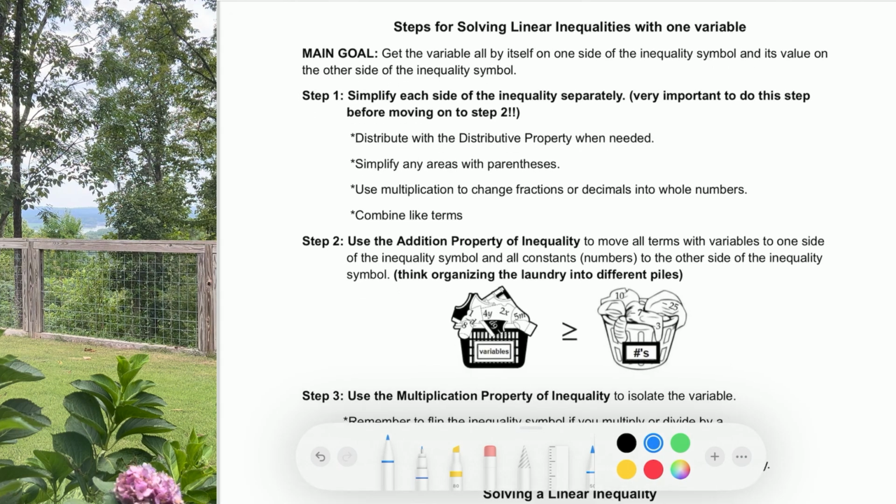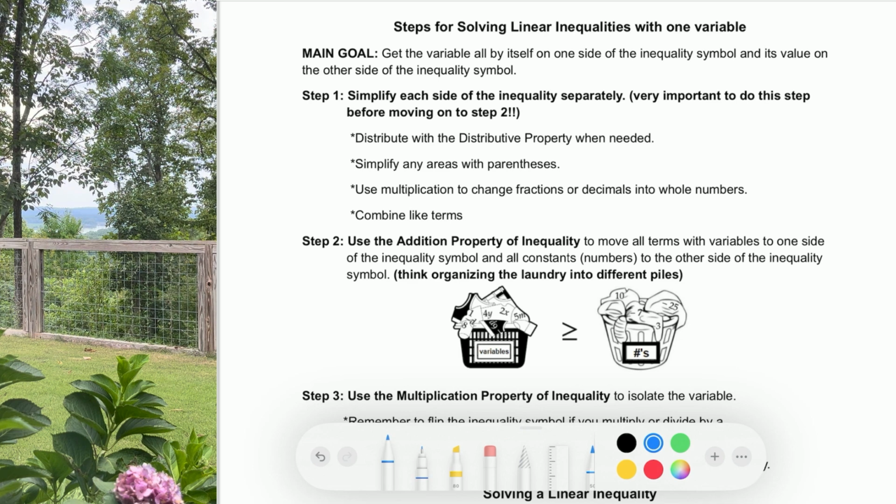Steps for solving linear inequalities with one variable. The main goal is to get the variable all by itself, just like when you're dealing with an equal sign. So that doesn't change. You want to get the variable on one side, the number on the other side, what it's equal to or less than or greater than on the other side. Step 1, simplify each side of the inequality separately. Very important to do this before moving on to step 2. So that includes distributing property, simplifying any areas with parentheses, using multiplication to change fractions or decimals into whole numbers, and combining like terms. You want to do all of that before you start shifting from side to side.